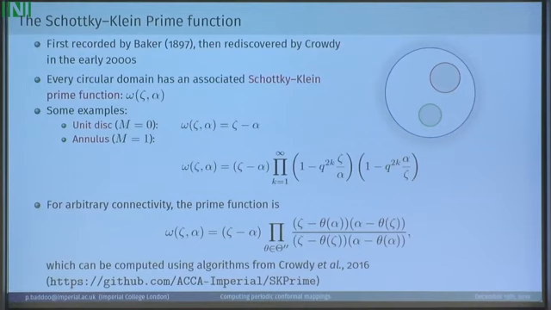I won't go into the details of those. But you should never use this formula to actually compute the prime function numerically, because I'm not certain it's proven that this converges for every choice of circular domain. Instead, we should use this algorithm by Crowdy and collaborators, which is available on GitHub.